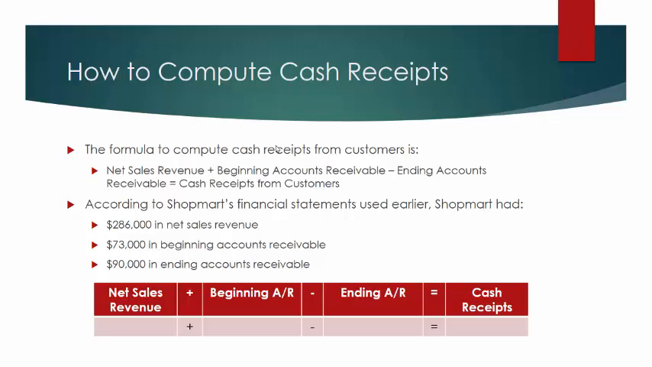So what you could do here to figure out your cash receipts is take your net sales revenue of $286,000. We're going to assume that's what ShopMart had. Add to it your beginning AR of $73,000 and subtract your ending AR of $90,000. And that would give you cash receipts from customers in total during the period of $269,000.